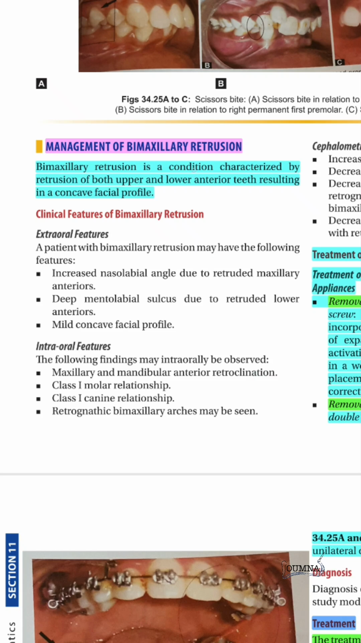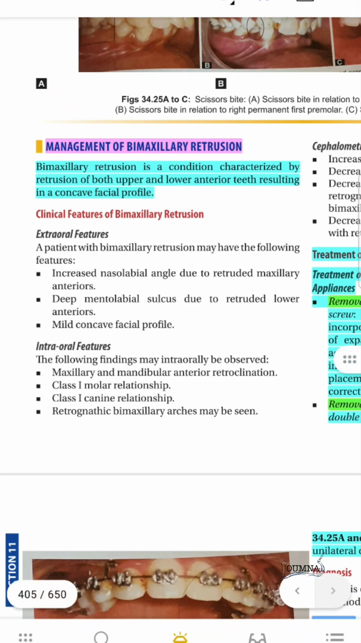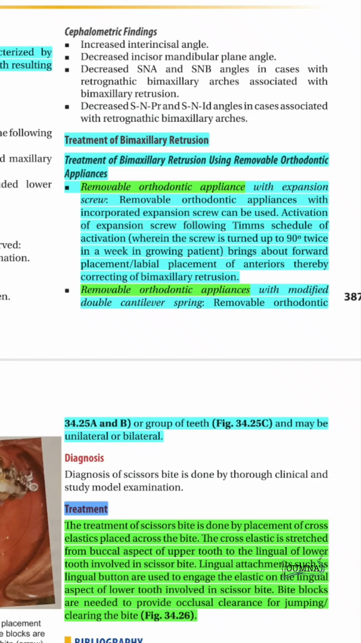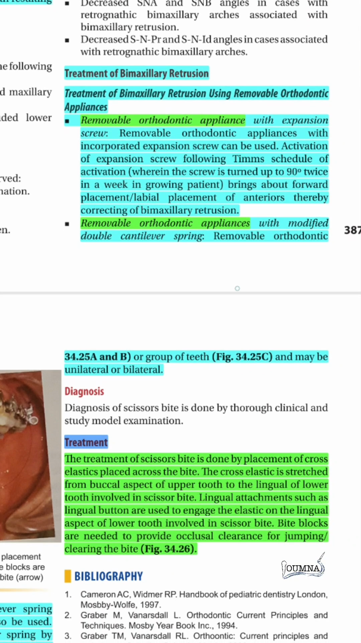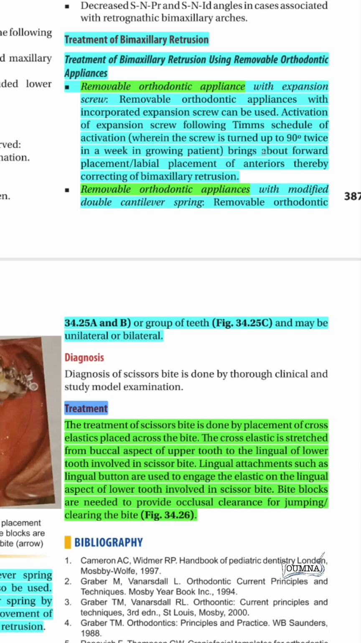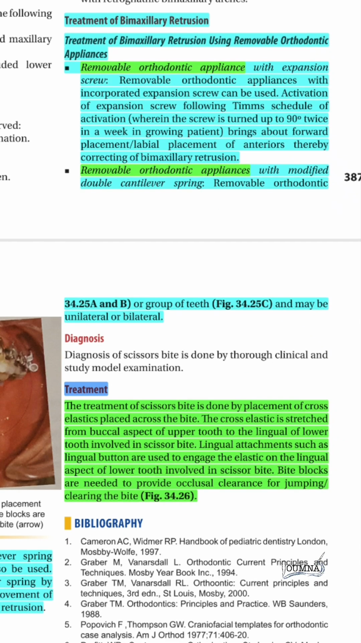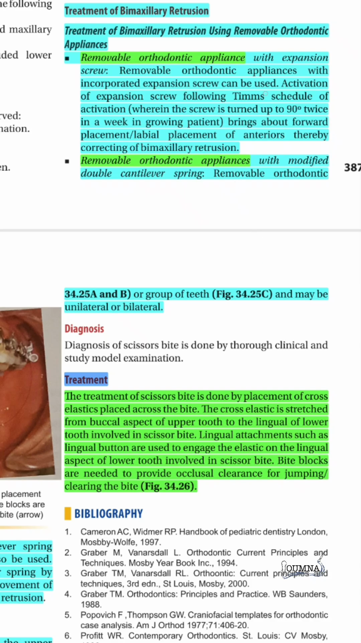Now for the management of bimaxillary retrusion, where there is a retrusion of both upper and lower anterior teeth resulting in a concave facial profile. It can be treated using a removable orthodontic appliance with an expansion screw by activating it, turning it 90 degrees twice a week to bring about forward placement of the anteriors and correct the retrusion.